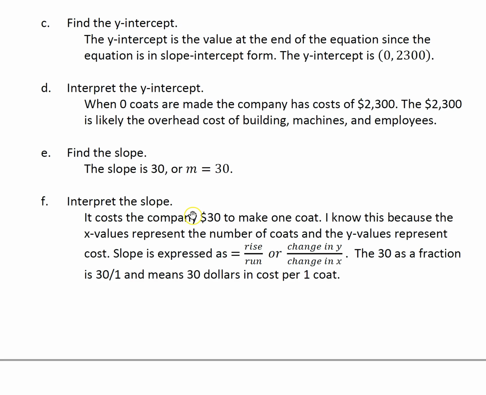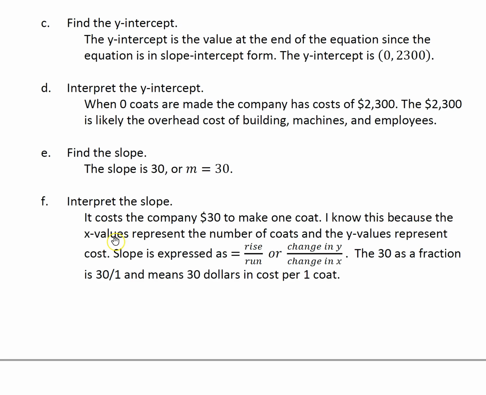Well, it helps to change the 30 into a fraction. Here it says it costs the company $30 to make one coat. So that's the direct interpretation. The following pieces help us know how that happened.